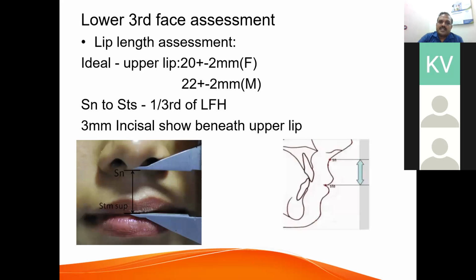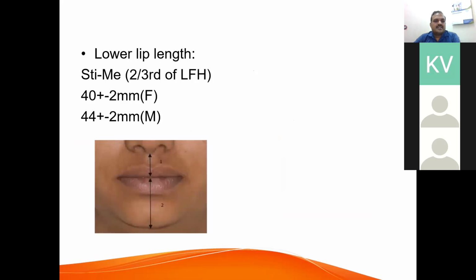The ideal upper lip length is 20 to 22 millimeters, measured from the subnasale to the stomion superius. Ideally there should be 3 millimeters of incisal show beneath the upper lip. The relationship of the upper lip with the central incisor is very crucial in getting ideal treatment results. The lower lip length, from the stomion inferius to the menton, is 40 to 42 millimeters on average.